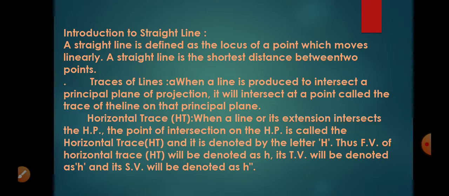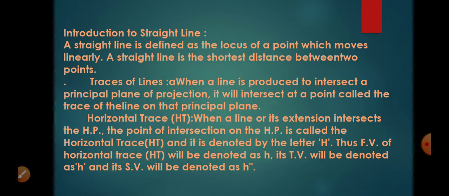How do we define it by the book definition? The horizontal trace point: when a line or its extension intersects the HP. If the line intersects the horizontal plane, that is nothing but the horizontal trace point. That point on the HP is called the horizontal trace, denoted by the capital letter H. The front view of the horizontal trace point is denoted as h dash, its top view as h, and its side view as h double dash.